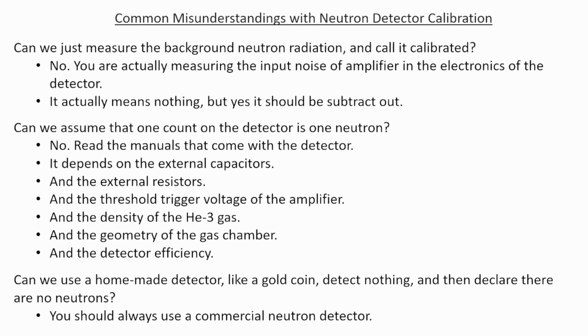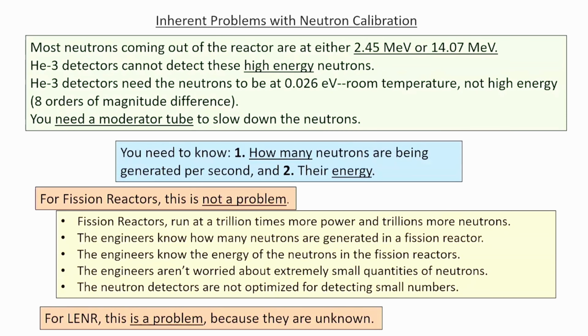Can we use a homemade neutron detector like a gold coin and then declare there are no neutrons? No, you really need to use a commercial neutron detector. So there are some inherent problems with neutron detection.